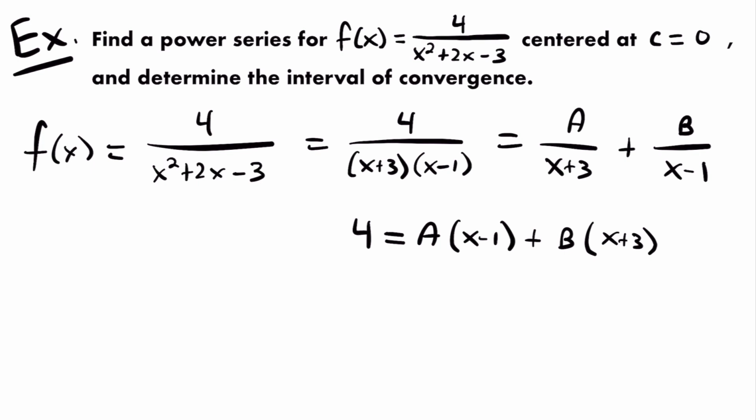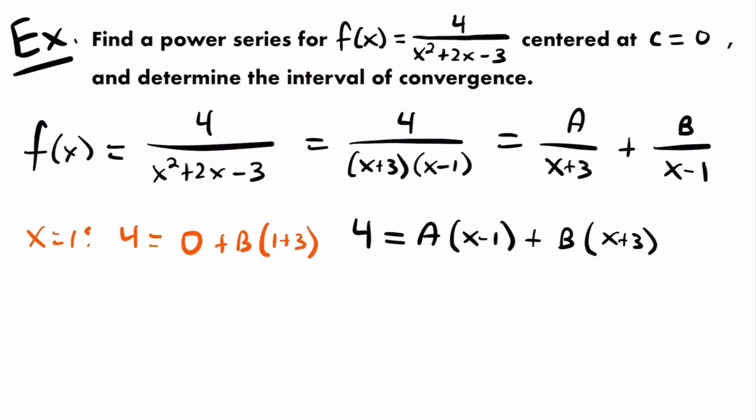And the way we're going to do that is by choosing convenient values of x. For example, if we let x equal 1, then we'll have 1 minus 1, which is 0, and so a times 0 is 0, and that will eliminate a from the equation and allow us to solve for b. So let's start with that. When x equals 1, we will have 4 is equal to 0 plus b times 1 plus 3, right?